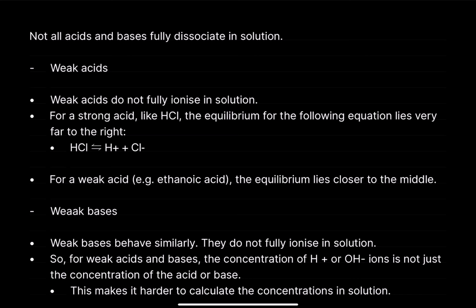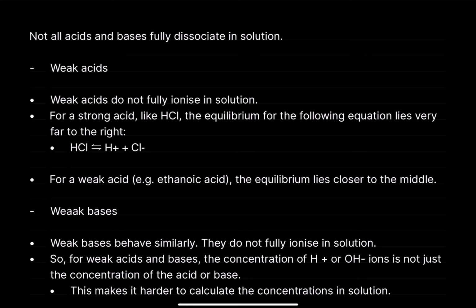We know that with strong acids, equilibrium is far to the right when considering dissociation, right? So we know that strong acids strongly dissociate into H plus ions in solution because the equilibrium is far to the right, and therefore we can assume that the concentration of a strong monoprotic acid is the same as the concentration of H plus ions in solution, because it strongly dissociates.